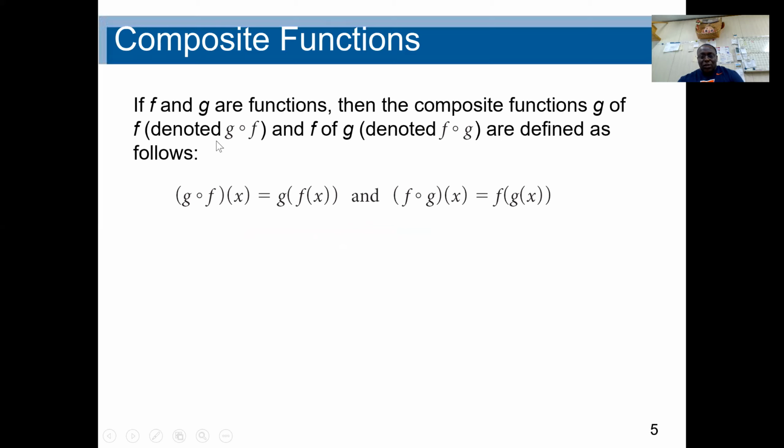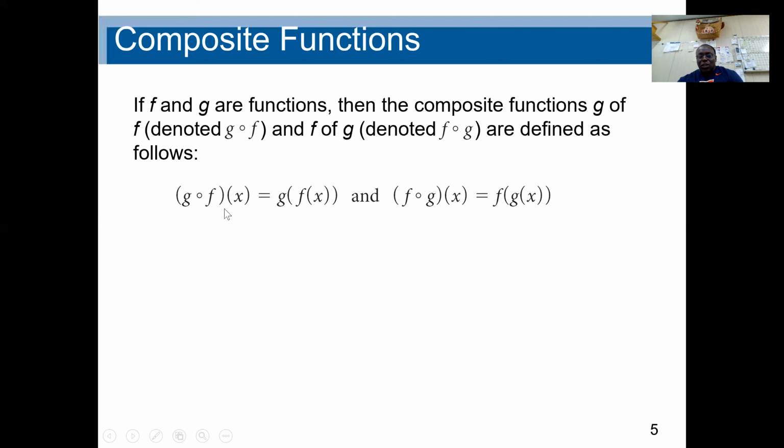If we have f and g, lowercase f and g, as functions, then the composite function g of f will be denoted as g open circle f. This is the composite of a function g of f, which means the function f is inside the function g. Or the other way, f open circle g means the function g is inside f. Here the function f is inside g.